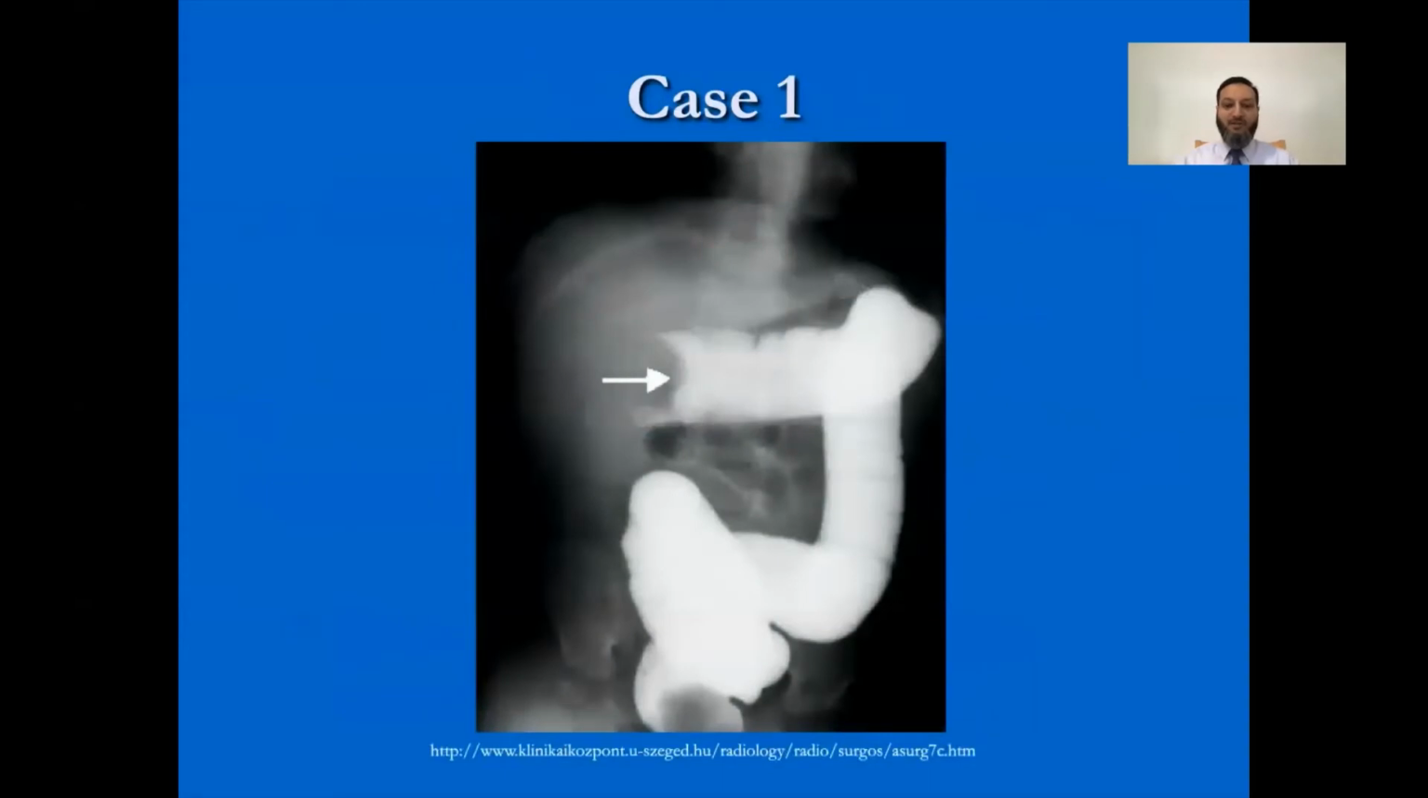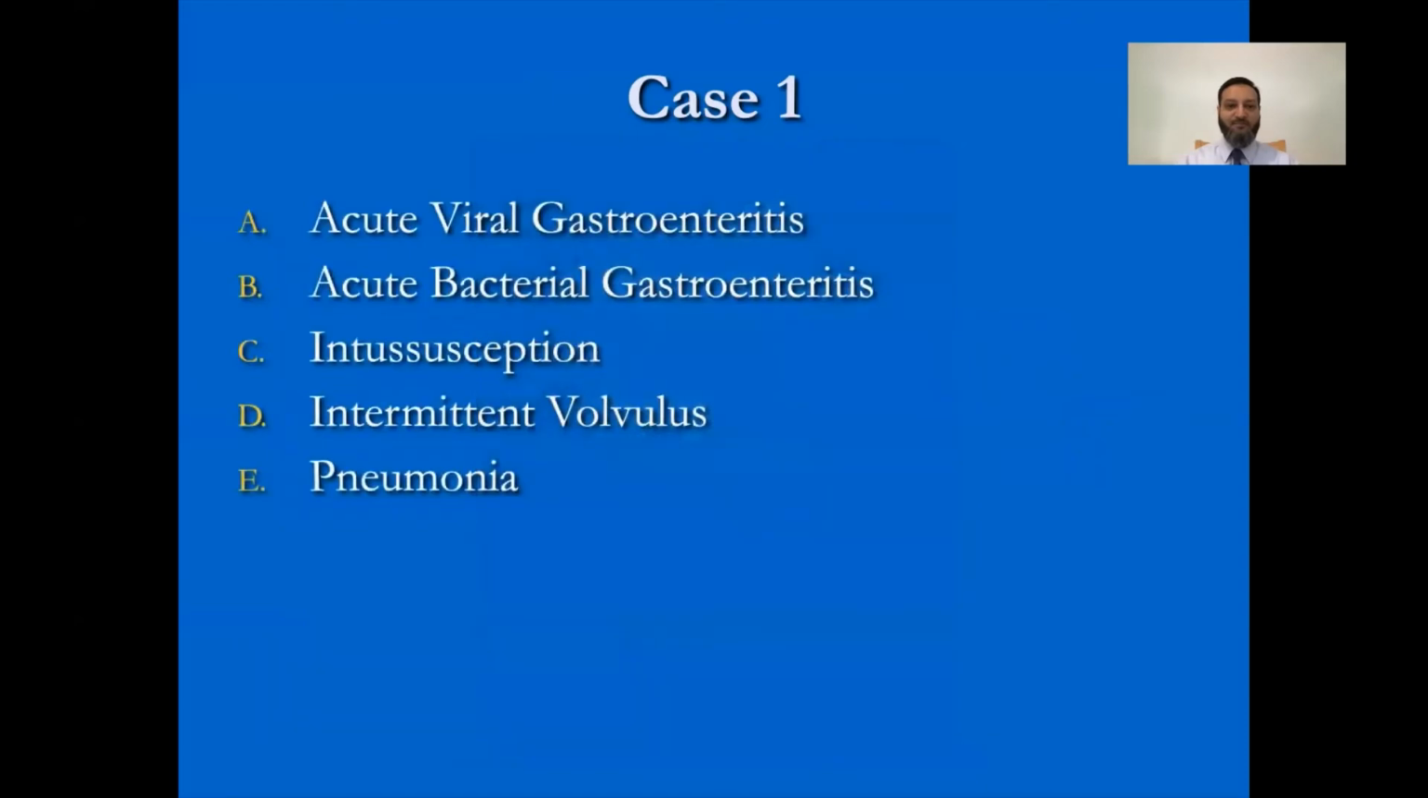So a barium enema was done, and this is the finding on the barium enema. Based on this barium enema, let's look at the choices again and see what you think might be going on with this patient. What do you think is the most likely diagnosis? The correct diagnosis is intussusception. Based on the history, the exam, and the barium enema, this patient had an intussusception.